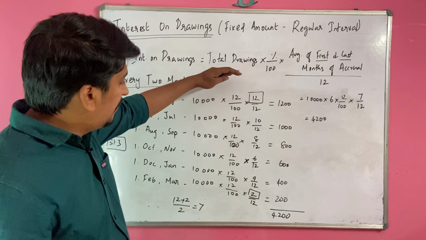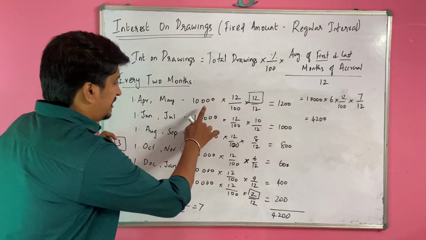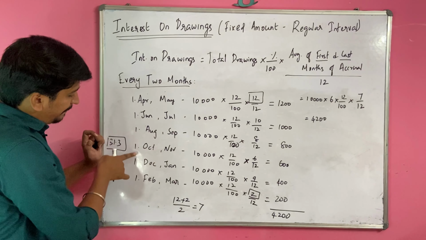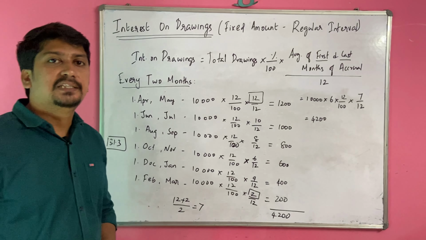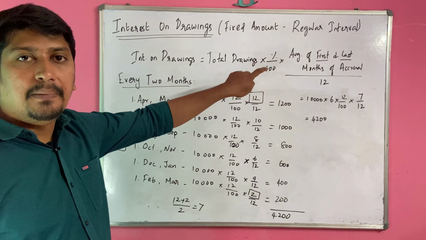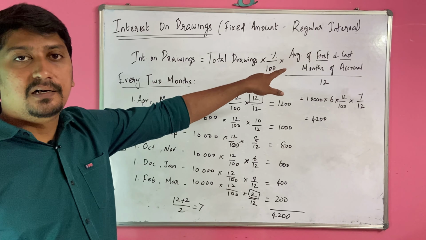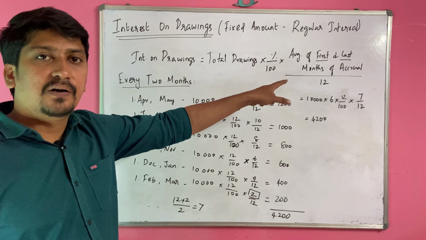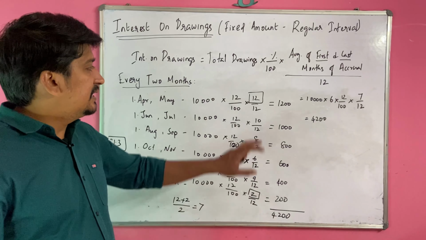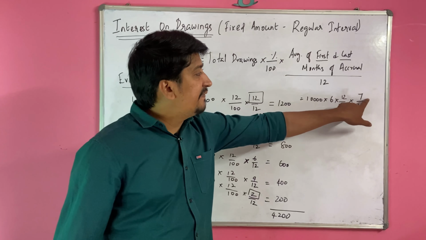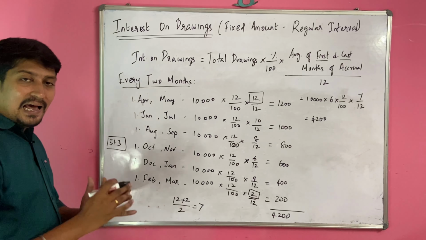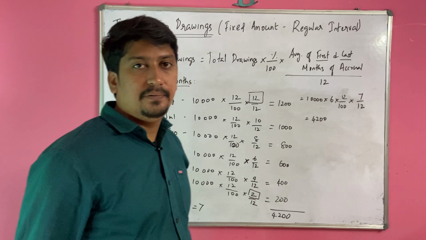So this method is applicable when a partner draws a fixed amount at a regular interval. See, April, June, exactly 2 months gap is there. So when that is applicable, then you need not calculate individually. Take the total drawings, multiply the rate of interest on drawings, and calculate the average of the months of accrual of the first drawings and the last drawings. The remaining you don't need to put. Just calculate the average. So this 7 says that for the amount drawn at the beginning of each 2 months, on an average of 7-month interest he has to pay.